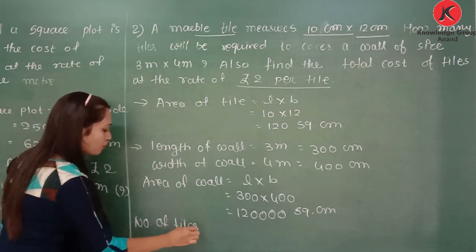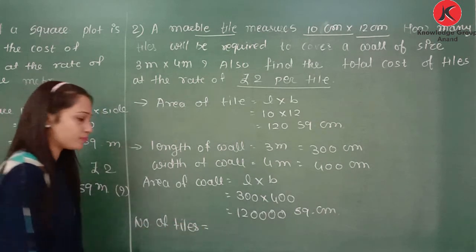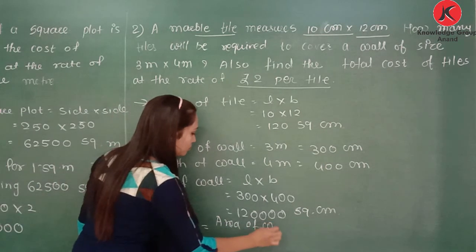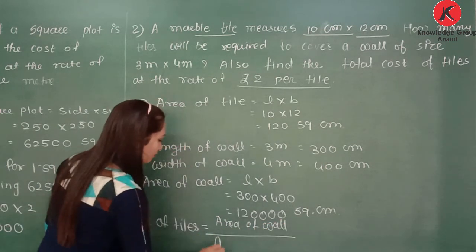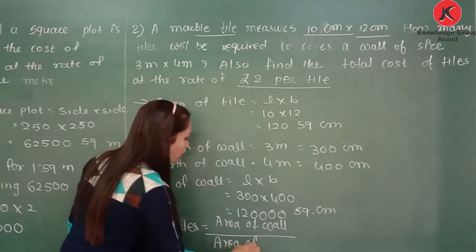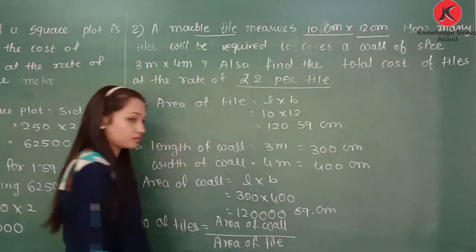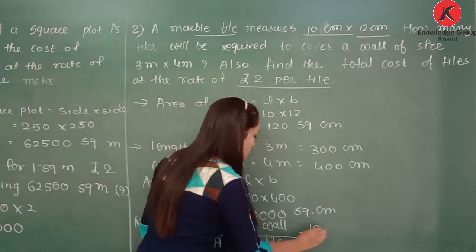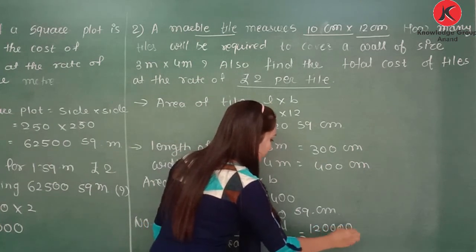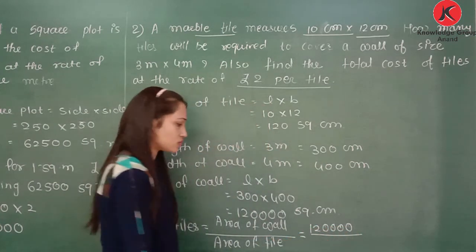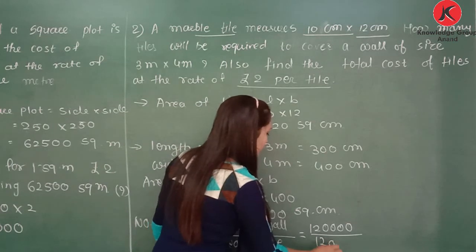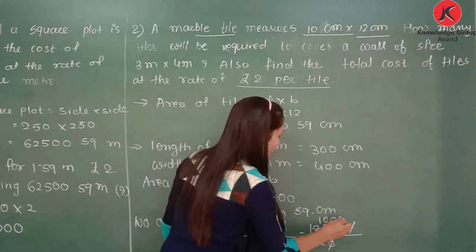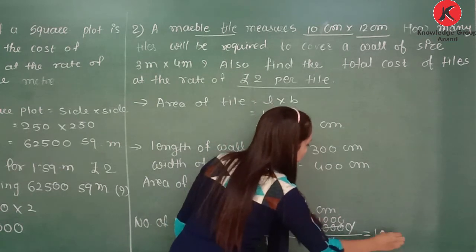Now we will find the number of tiles. How can we find the number of tiles? We already saw this kind of example. So that is the area of wall divided by the area of tile. From that we can get the number of tiles. The area of wall is 1,20,000 and the area of tile is 120. So it is 1000. The number of tiles is 1000.